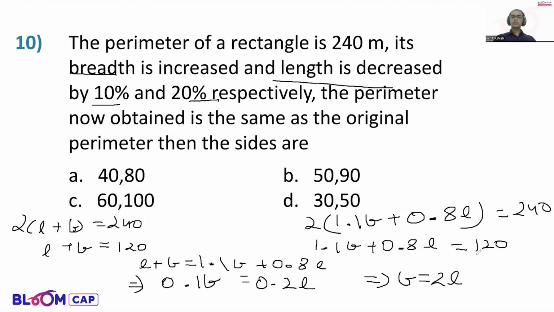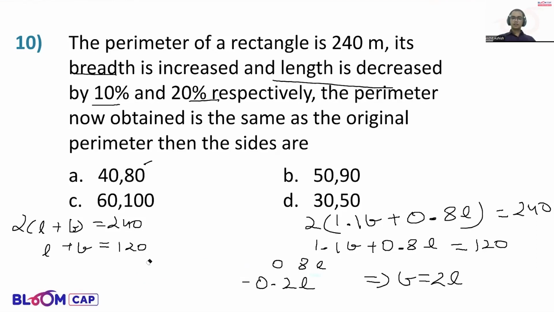Now from here, you just have to look at the options. Where the difference of the two numbers is into 2, it is 40 and 80, right? These are the only two numbers in which if you multiply 40 by 2, you get 80. So you can say that 40 is the length and 80 is the breadth. One way is this, which is a quicker way. Otherwise, you can go the long route. I'll show you what the long route is.